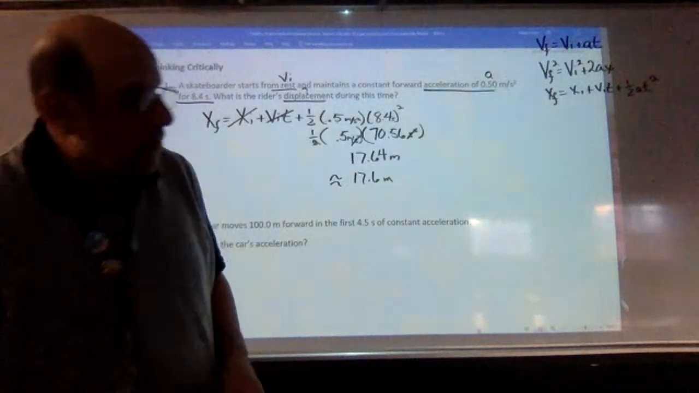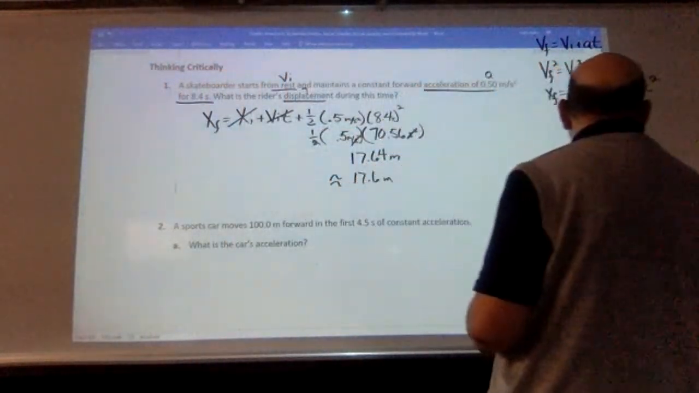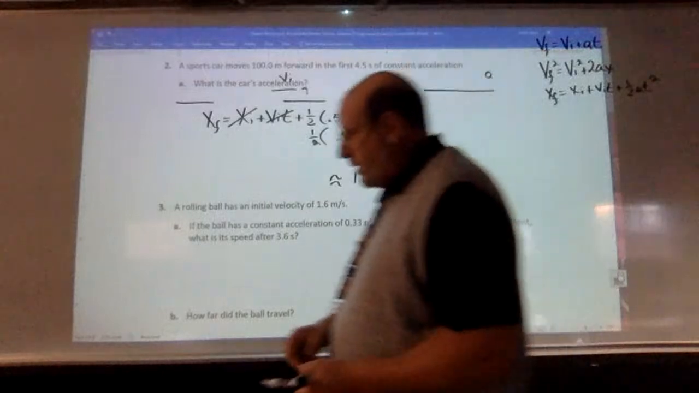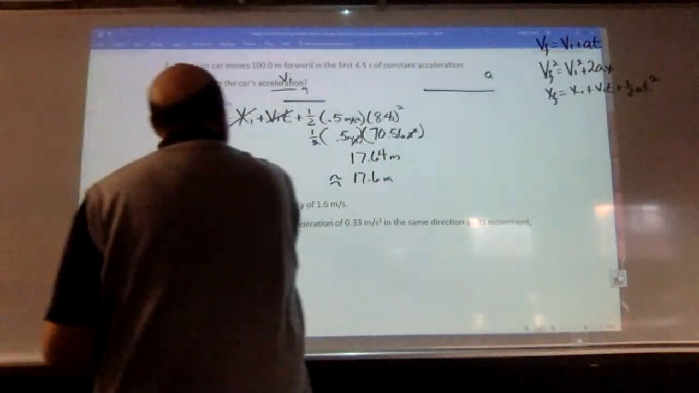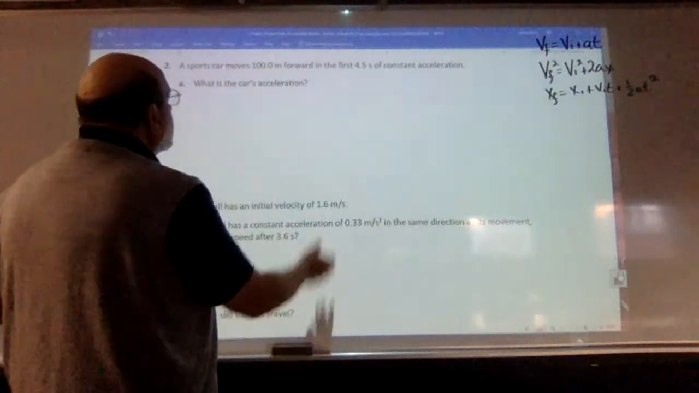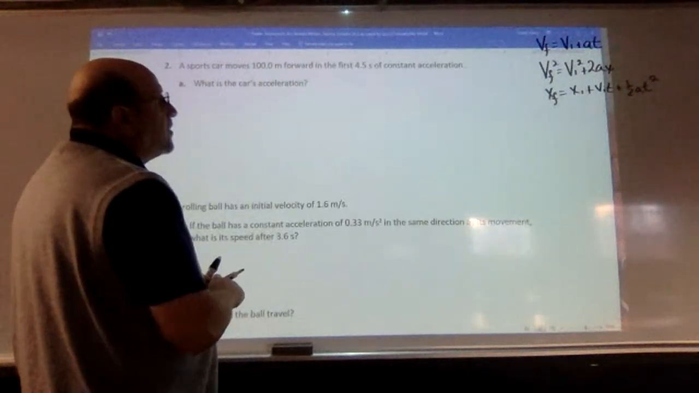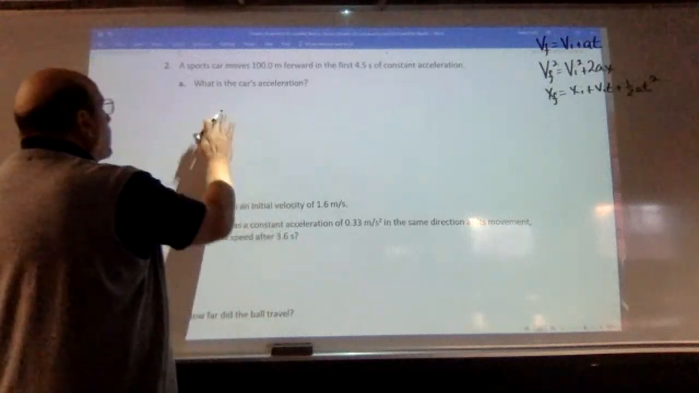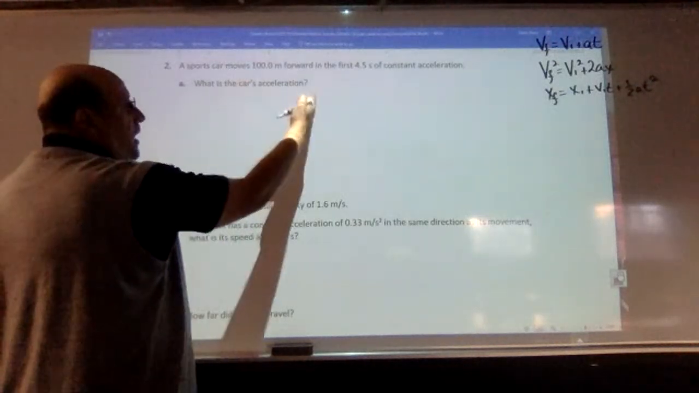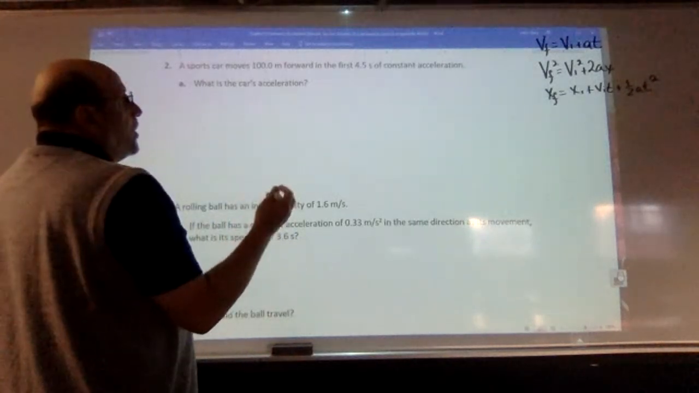I'll set this down. We'll scroll a little bit to the next one if I can, because I don't know where I am. There it is, the sports car. Let me get rid of this. A sports car moves 100 meters in the first 4.5 seconds of constant acceleration. So we're assuming he's starting from rest, and we're looking for acceleration again.